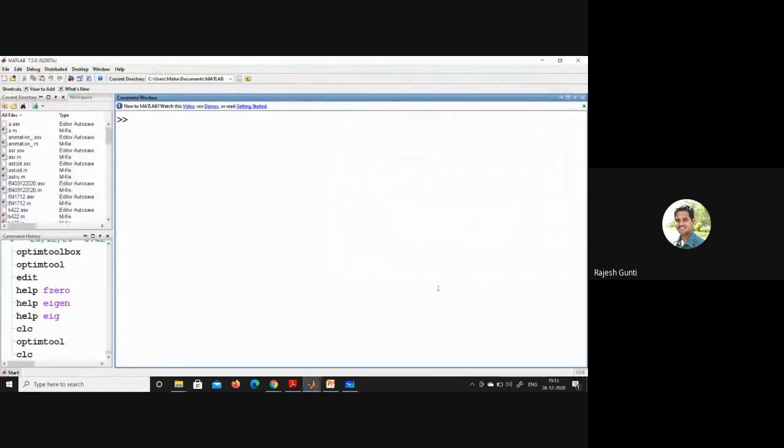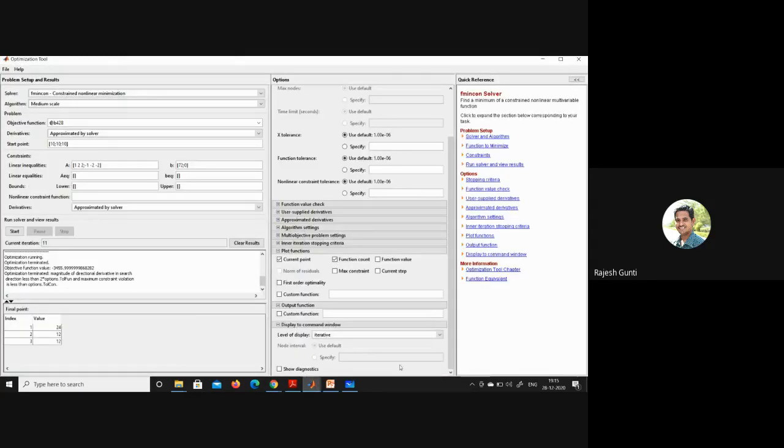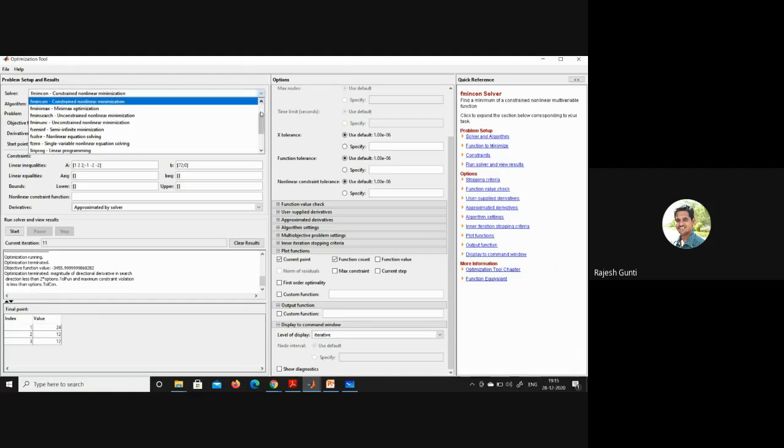Actually, one of the powerful toolboxes in MATLAB is the Optimization toolbox. I'm using the 2007 version. In 2020, so many things came into this Optimization toolbox, but they're very limited things here: quadratic programming, linear programming. If you understand one method, automatically you can easily understand the remaining things.